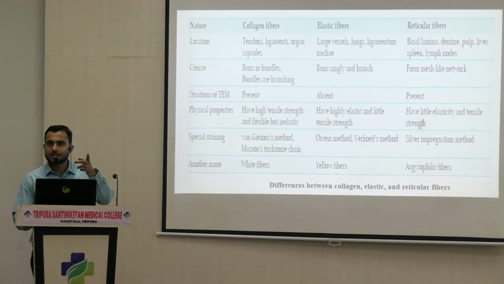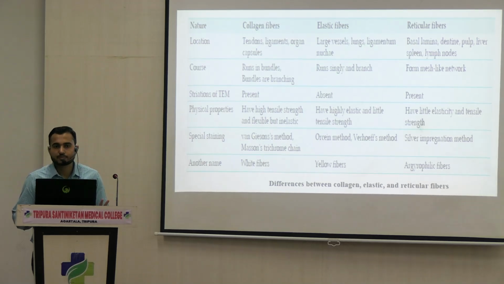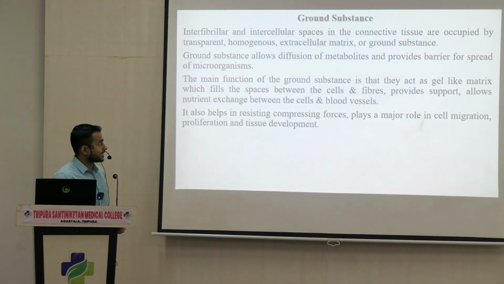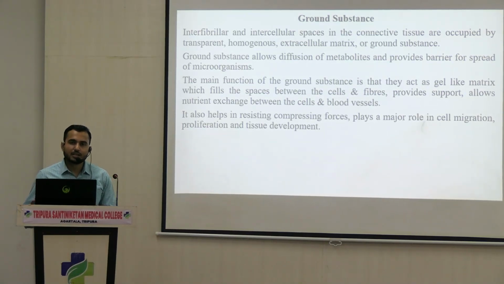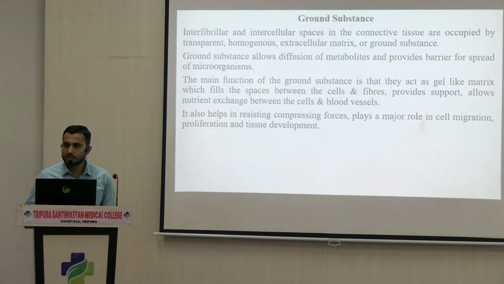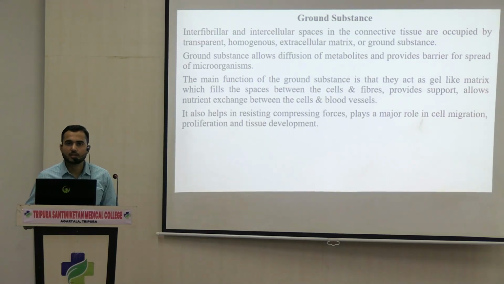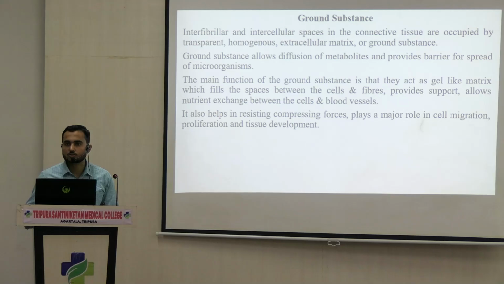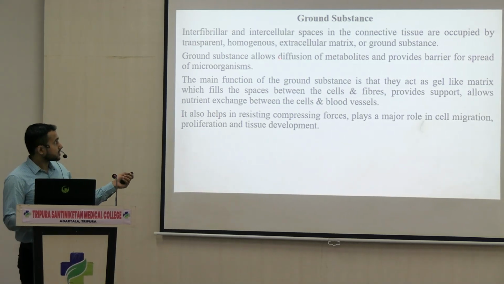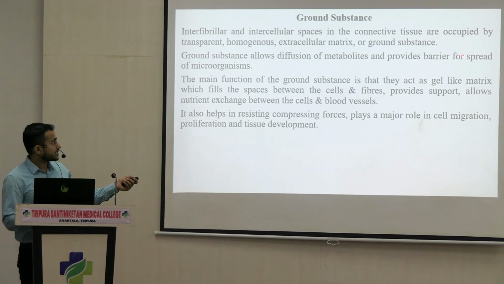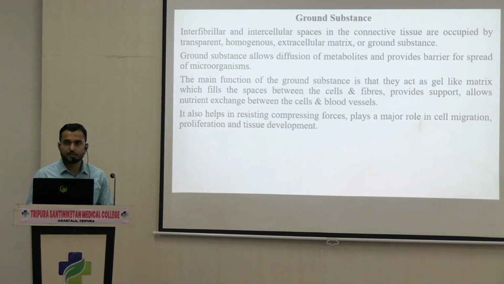we have studied about the cells, we have studied about the fibers, which is the last part, ground substance. So last is the ground substance of the connective tissue. The interfibrillar and intercellular spaces of the connective tissue are occupied by a transparent homogeneous extracellular matrix, also called ground substance. Now this ground substance allows the diffusion of metabolites and provides a barrier for the spread of microorganisms. Now this is very important.